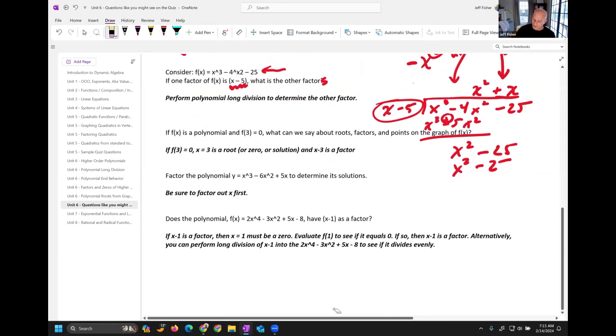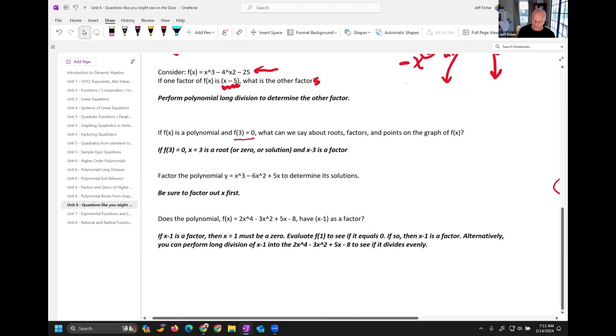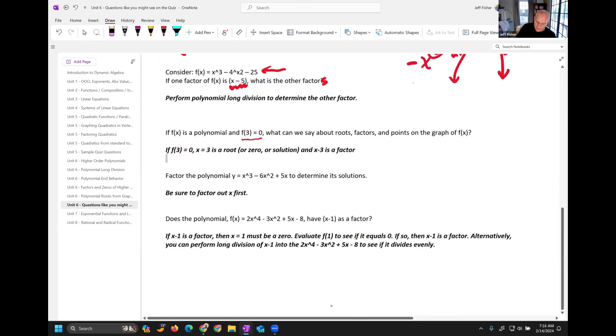All right, what about this one? If f of x is a polynomial and f of 3, f evaluated at the value 3, is 0, what can we say about roots and factors on the graph? Well, if f of 3 is 0, then x equals 3 is a root, right? And if x equals 3 is a root, then we know x minus 3 is a factor.